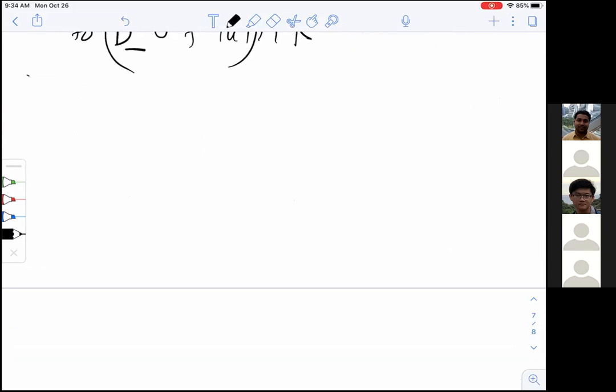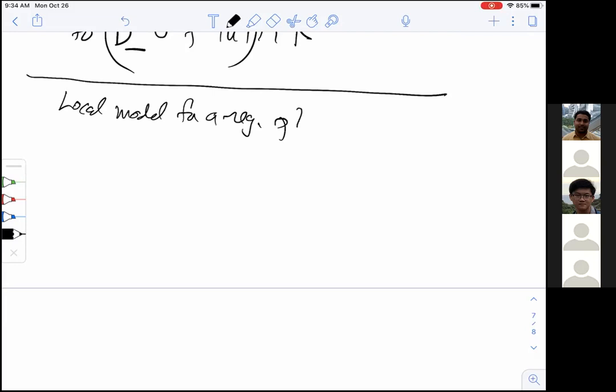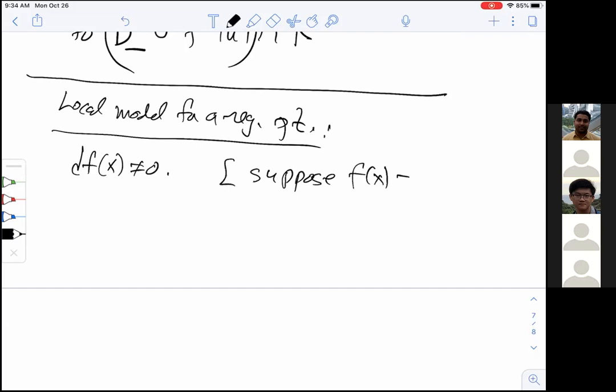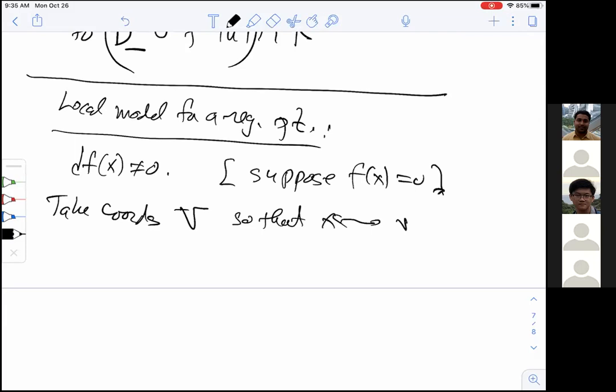The local model for a regular point is easy. So if we have x regular, df of x is not equal to zero. To simplify notation, let's suppose f of x equals zero. We take coordinates v centered at x, so that x corresponds to the origin in v. Okay. And then df at x, or the origin, is a linear map from the Hilbert space to R, a bounded linear map.